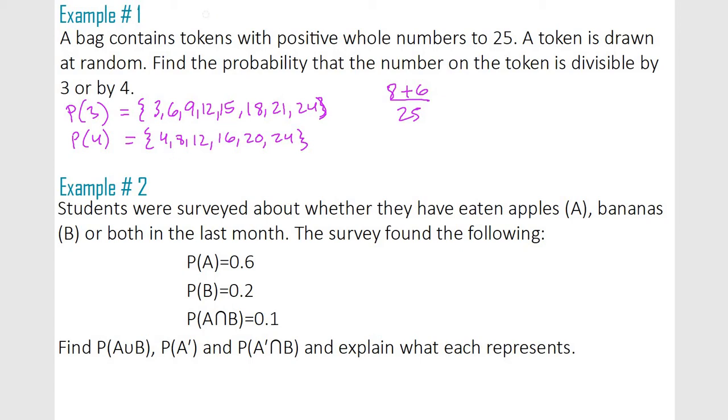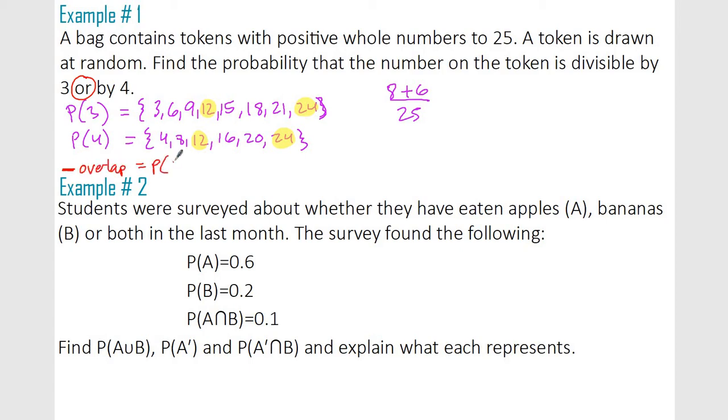If we listed all the numbers, we have, let's see, 12 is happening twice, and 24 is happening twice. Those numbers are being double counted. So when you do an or statement, maybe I should do this in red so it stands out. When you do an or statement, you want to subtract the overlap.